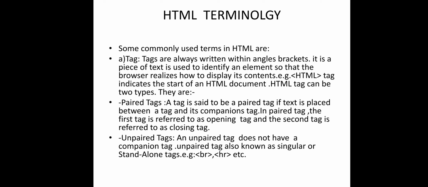Now let's see HTML terminology. There are some commonly used terms in HTML which we are going to discuss. First are tags. Tags are always written within angle brackets. A tag is a piece of text used to identify an element so that the browser knows how to display its contents. The HTML tag indicates the start of an HTML document. HTML tags can be of two types: first is paired tags and second is unpaired tags.